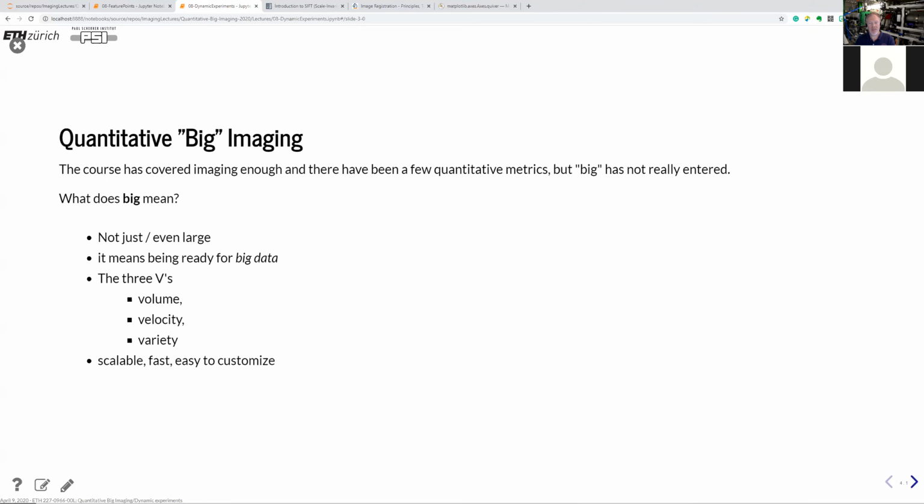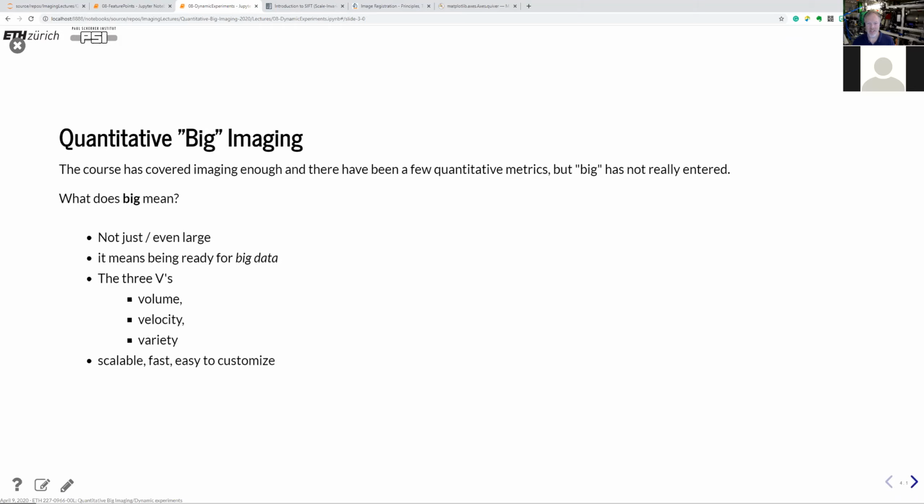So now in this class, it actually has the name quantitative big imaging. So now is the question, what is big? Until now we haven't been talking really about what is big. Big data is a topic that you probably have heard about a lot. It's fancy to talk about big data, but what is it now with imaging? We have talked about imaging, of course. We have been talking about quantitative, but now the question is, what is big? So it's not just large, it's really huge.